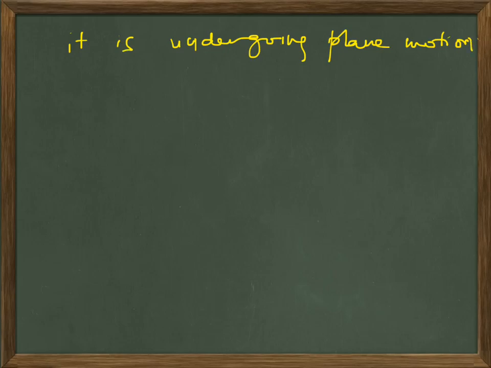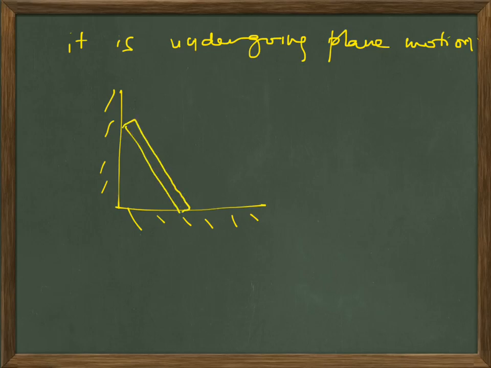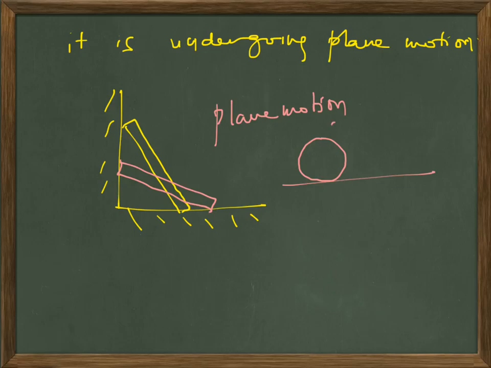How to visualize this? Very simple. Suppose I have two walls like this, and there is a stick which is sliding between the walls. This is a stick. After some time, the stick will come to a new position like that. It is sliding between the walls. So the stick is moving in a plane. So it is a plane motion. Or for example, a wheel is moving on the road. It is rotating as well as moving like that. So after some time you will find the wheel here. It is moving in a fixed plane. I can say it's a plane motion.